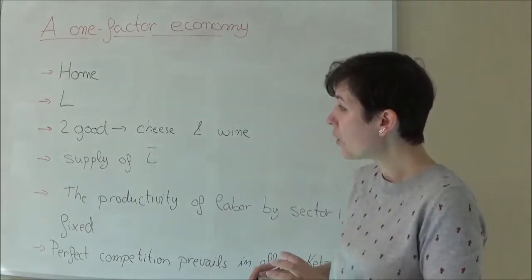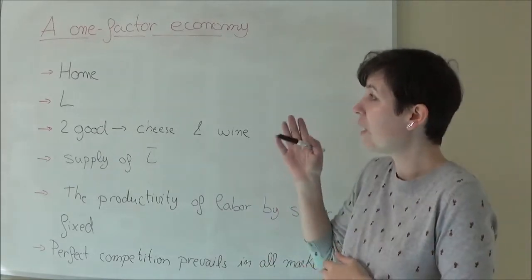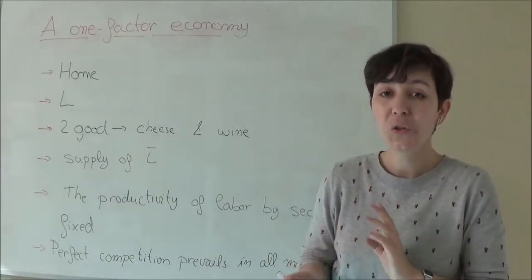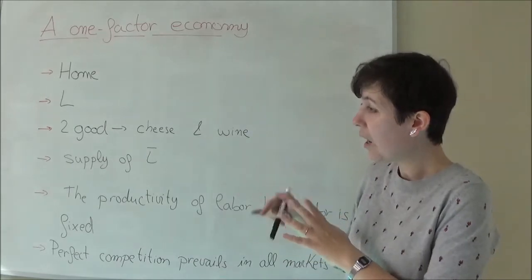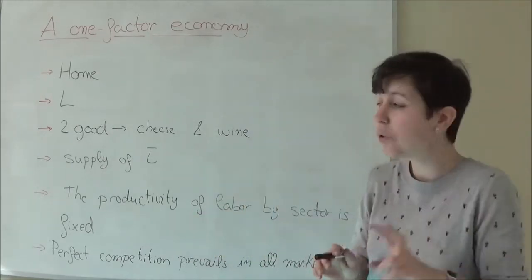We are going to consider only two goods. This economy is able to produce only two goods, cheese or wine. So the whole range of possibilities is now smaller, just two goods.